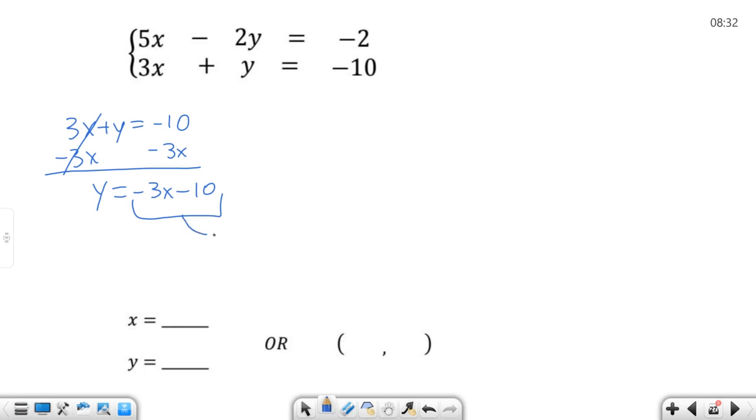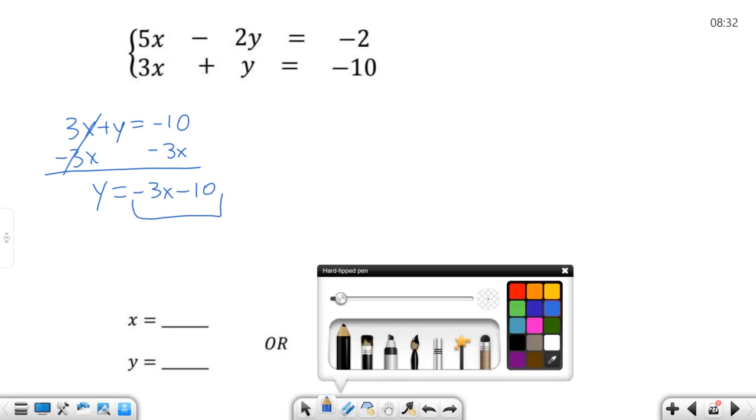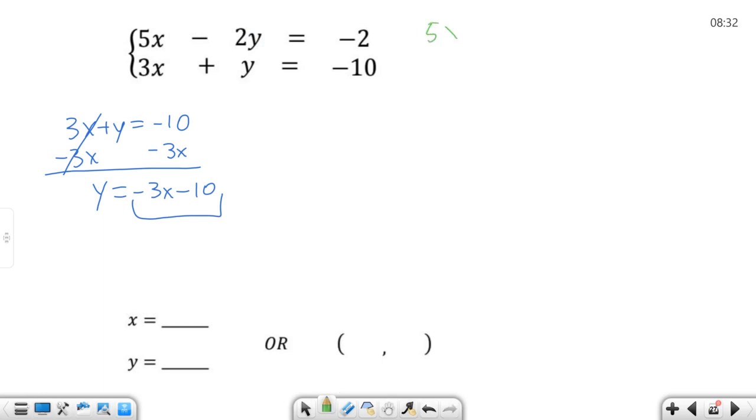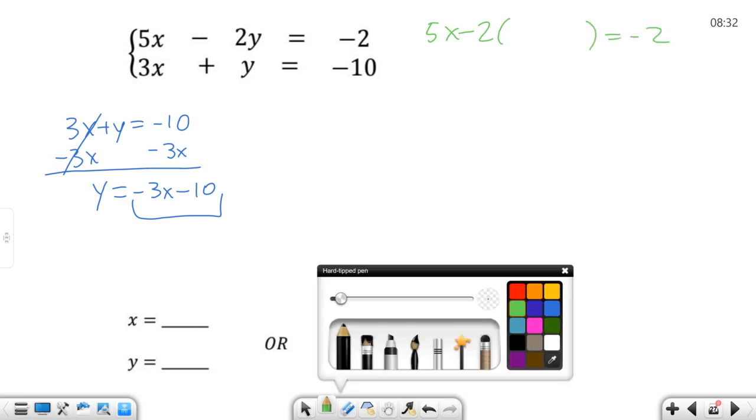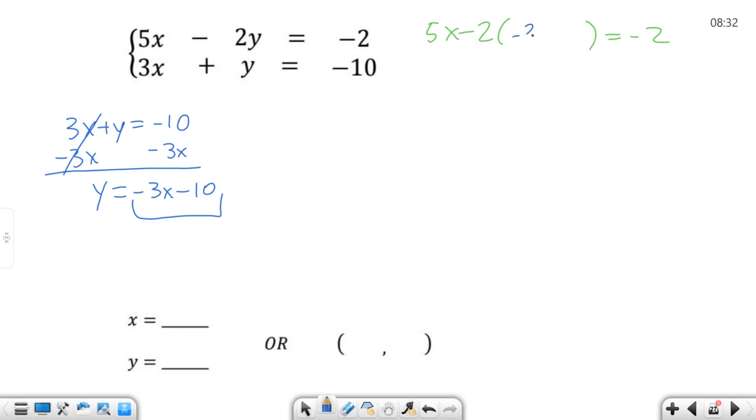I'm going to take this and plug it into the other equation for y. So we're going to say 5x minus 2 times y equals negative 2. And what is y? Y is negative 3x minus 10, right? This goes in here. All right. So now solve this equation because now we only have x's, right? Just x's in this equation.